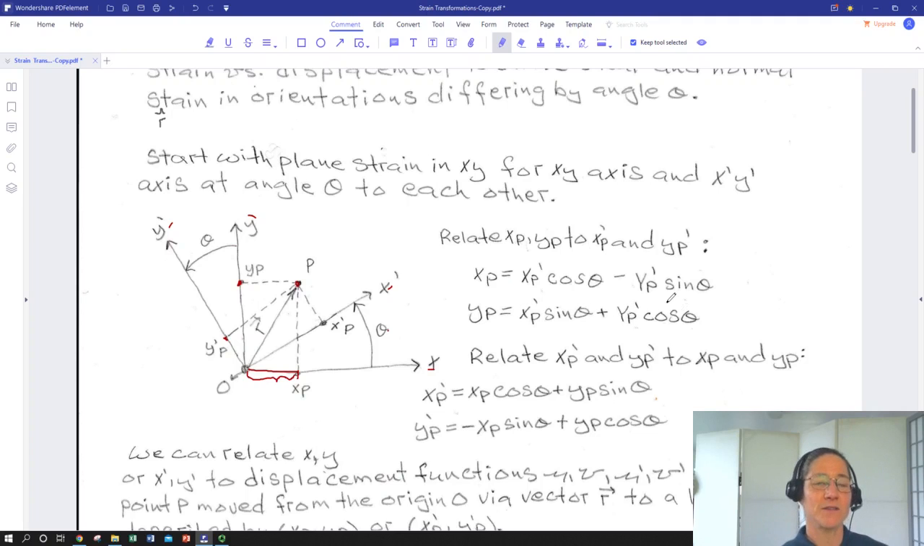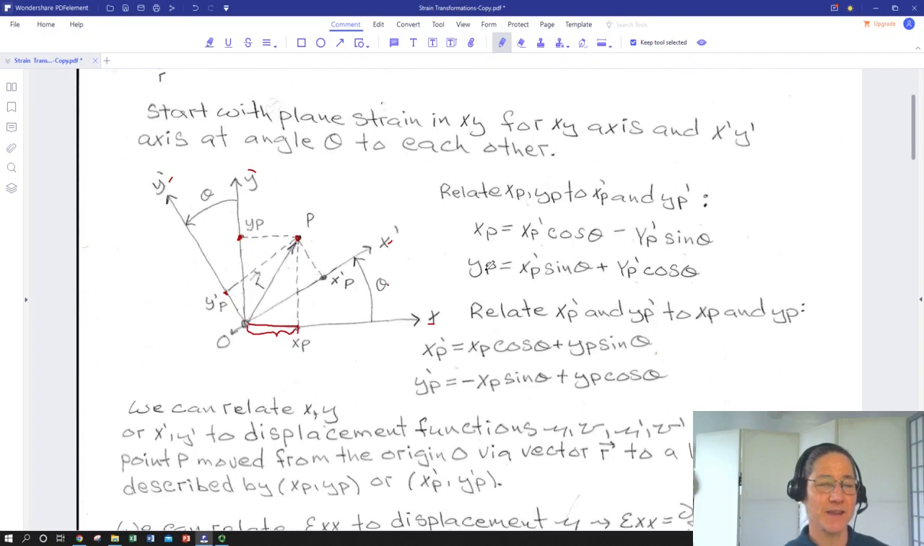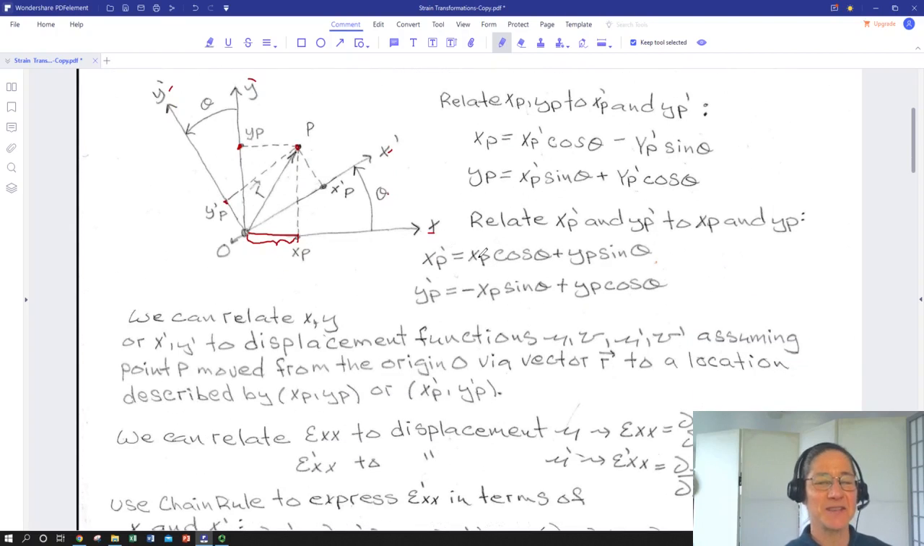So we have kind of an inverse trig relationship. And we can go the other way, do the same thing, and we kind of get the inverse again. So x prime P, our distance in the x direction of our rotated coordinate system in terms of our xy coordinate in the reference coordinate system, will be x sub P cosine theta plus y sub P sine theta, and our distance in the y direction in the rotated coordinate system is negative x sub P sine theta plus y sub P cosine theta.